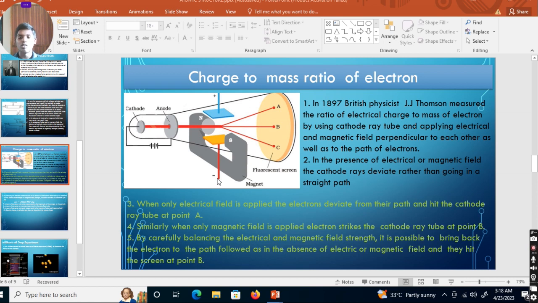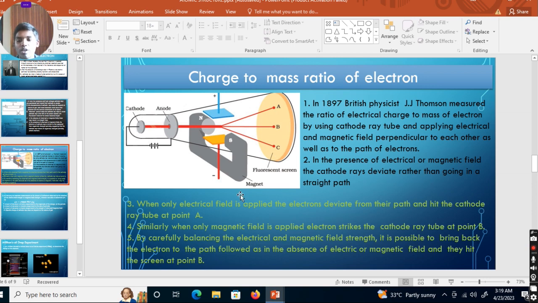See how it deviates. When only the electrical field is applied, the electrons deviate from their path and hit the cathode ray tube at point A. Let us assume that only this blue color electric field is applied. What happens is whenever the cathode ray particles come, they deviate and hit the cathode ray tube at this point A. They do not hit the cathode ray tube at point C or point B. They only deviate and hit at point A.